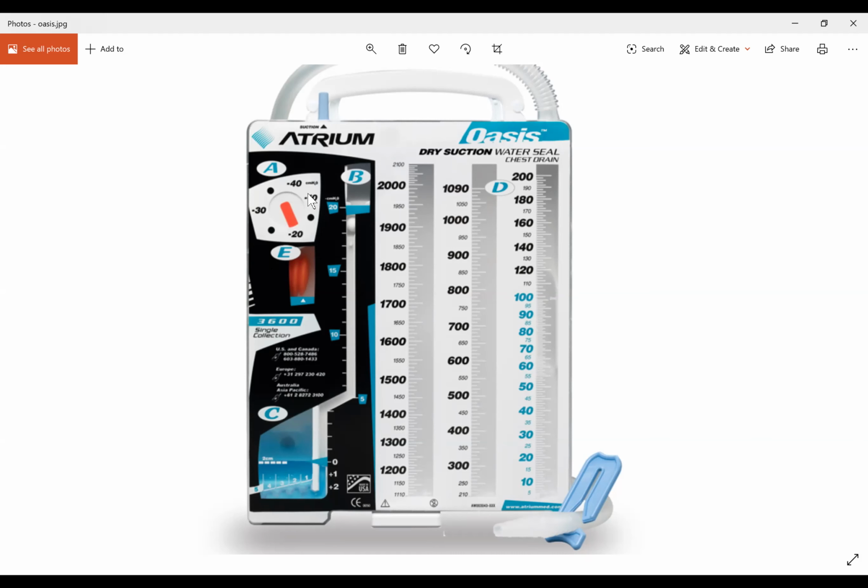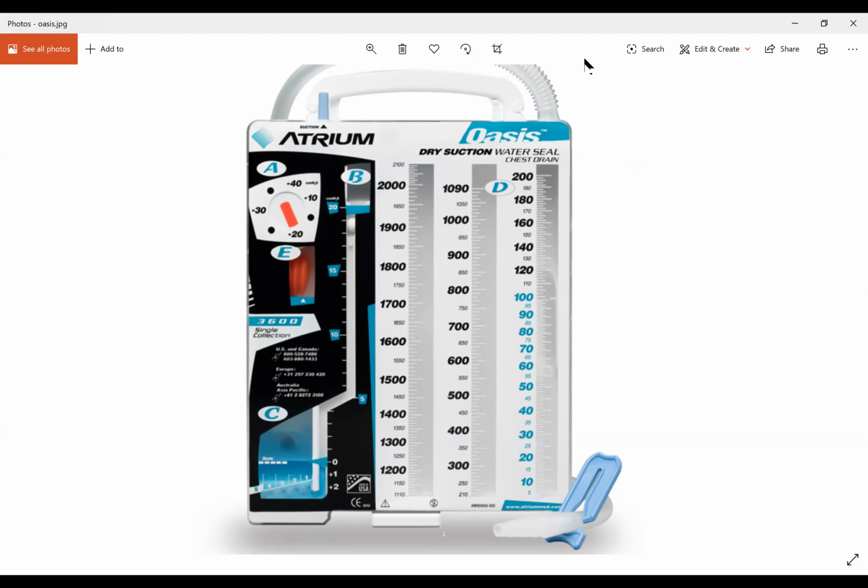In the absence of an order, the default order should be 20. We usually apply 40 or 30 in large pneumothorax or large hemothorax. Usually trauma patients require that much suction. But most patients we see on the med-surg floor, unless again you're in a trauma unit, is 20.